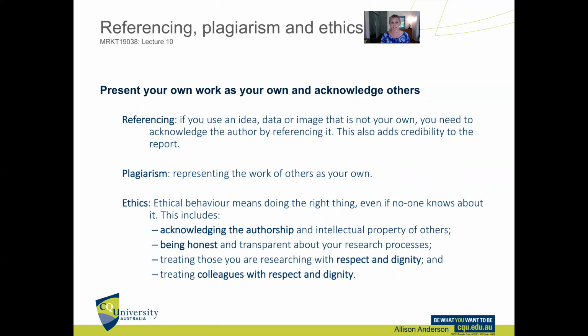Reference: if you use an idea, data or an image that is not your own, anything, you need to acknowledge the author by referencing it. This also adds credibility to the report. Now, referencing, there are guides on the CQ website.